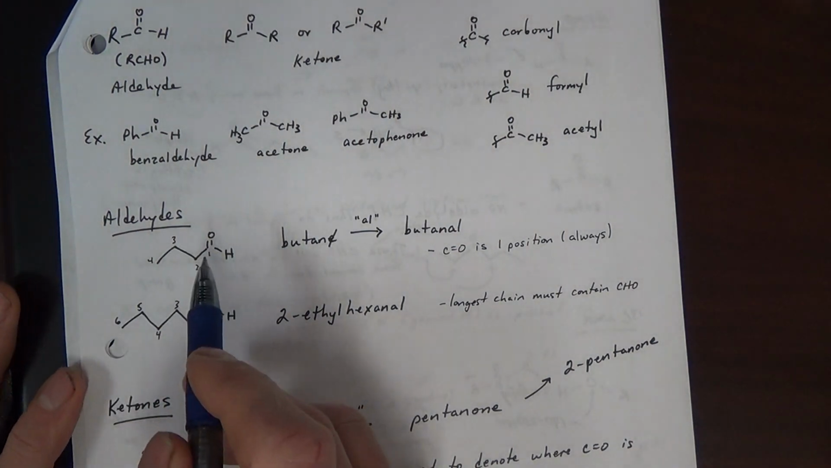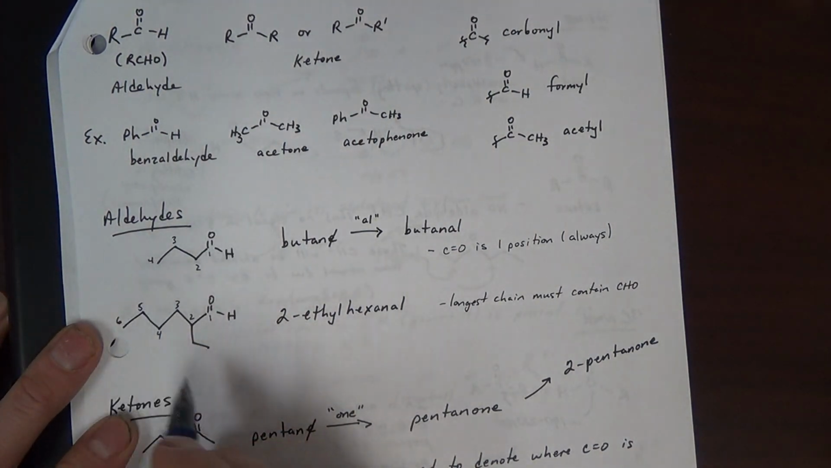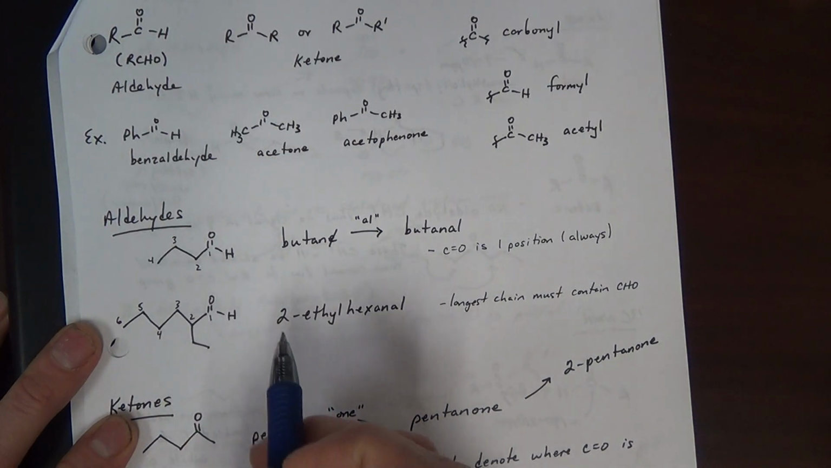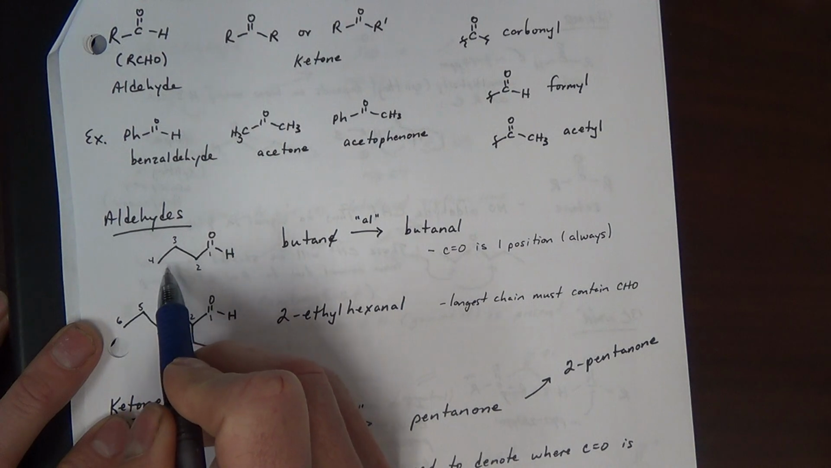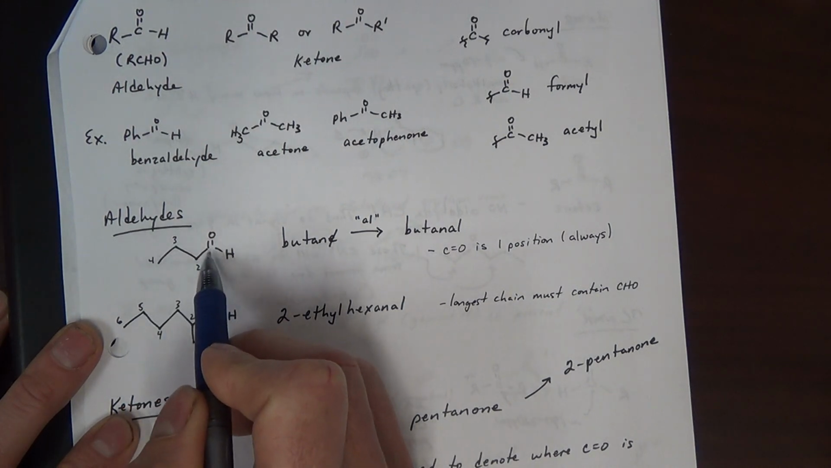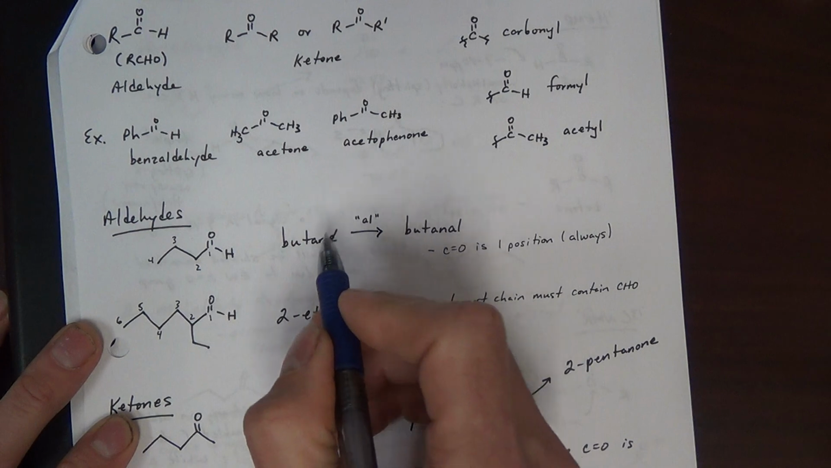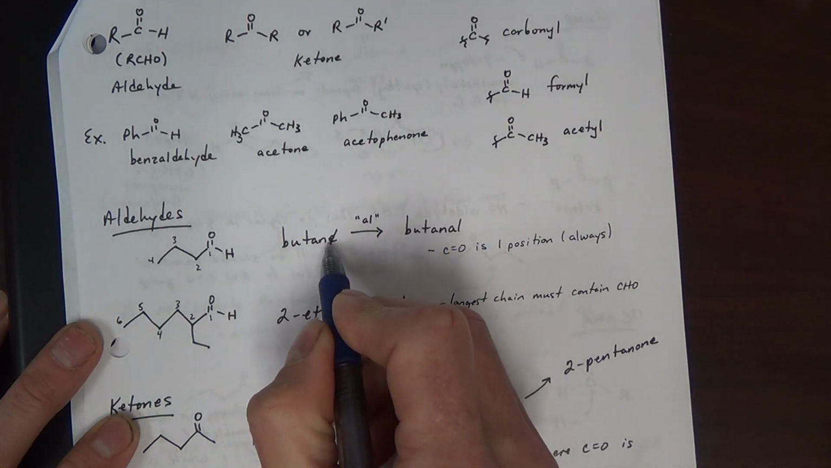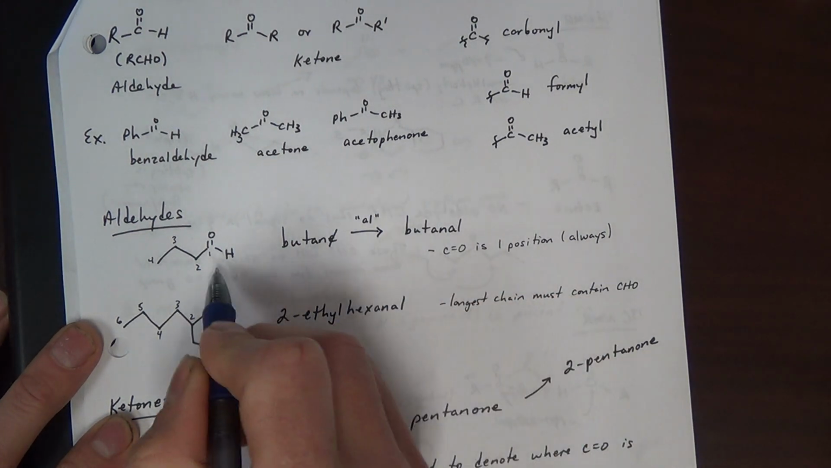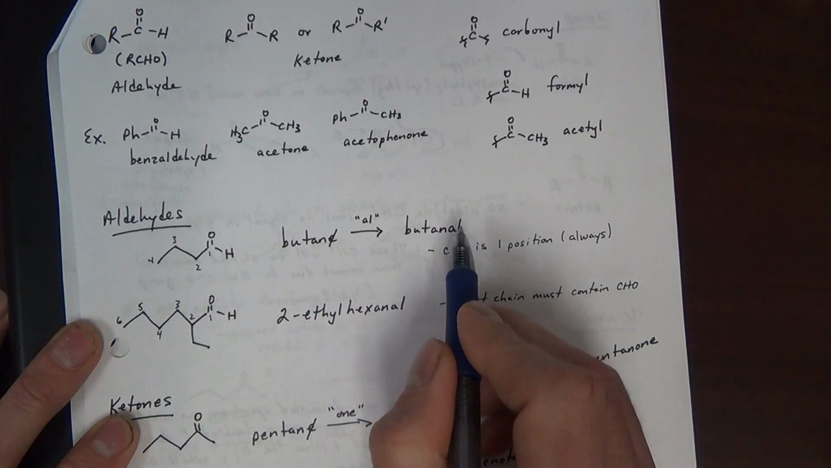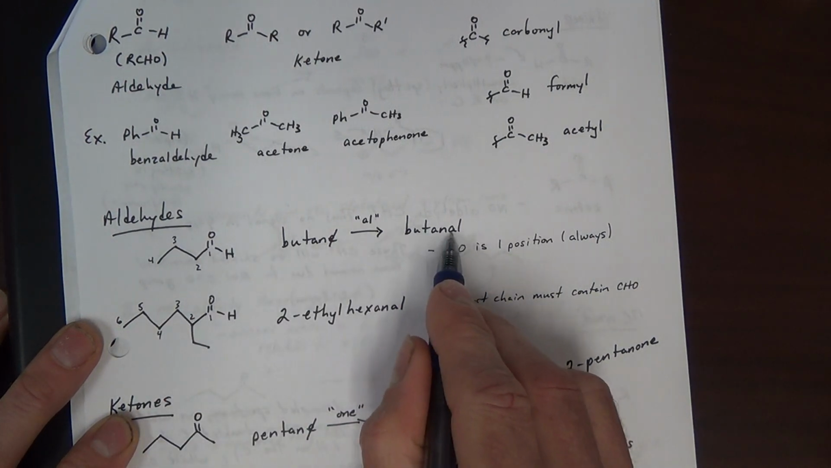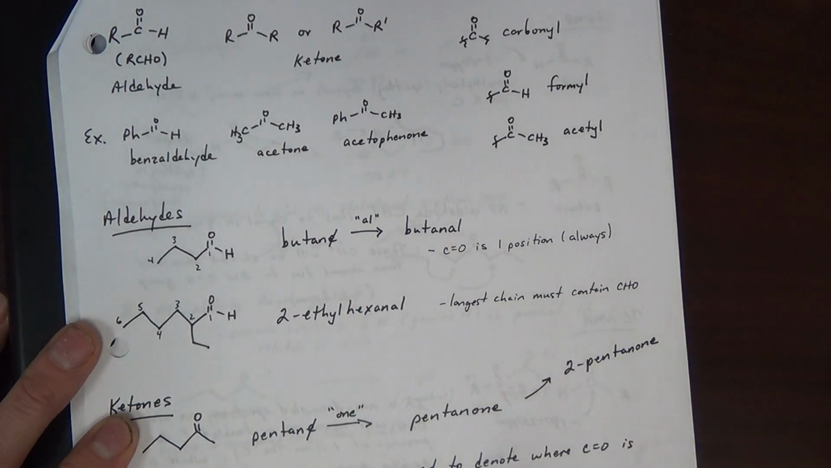Nomenclature of aldehydes. Pretty consistent with all of our other nomenclature. Longest continuous chain, 1, 2, 3, 4 carbon chain, that is. It's 4, butane. We're going to replace the E of the alkane with AL whenever it's an aldehyde. You may recall if we did alcohols, we had OL, like butanol or ethanol. The AL is used when we have an aldehyde.